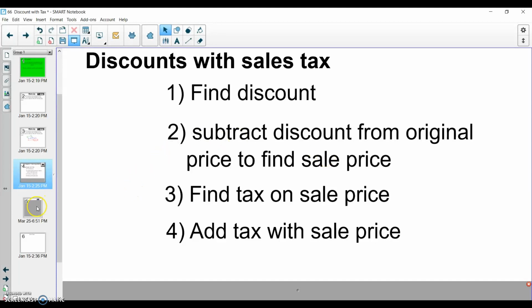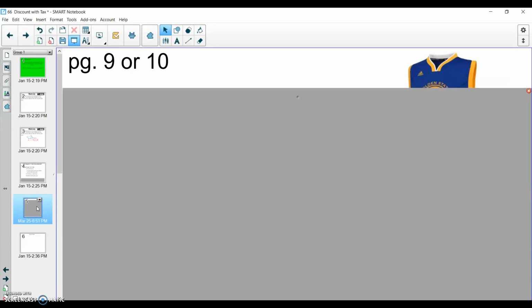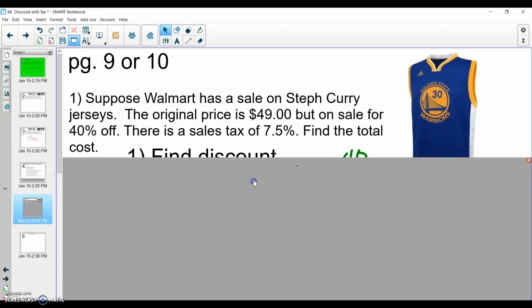So let's go through an example together, and you can put this again on page 9 or page 10, whatever makes best sense in your notes. Just adjust accordingly. So we have Walmart. Walmart's got a sale on Steph Curry jerseys. The original price of the jersey is $49, but it's on sale for 40% off. And then there's a sales tax of 7.5% that we have to pay on the jersey. So now we've got to find the total cost.